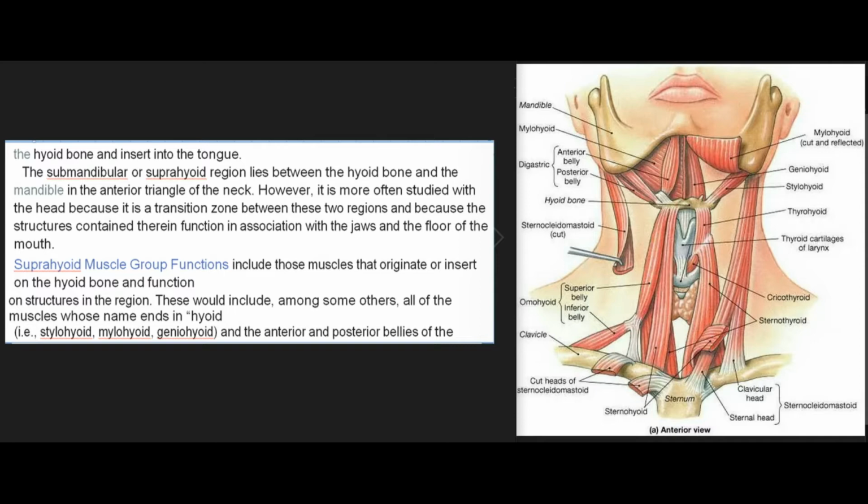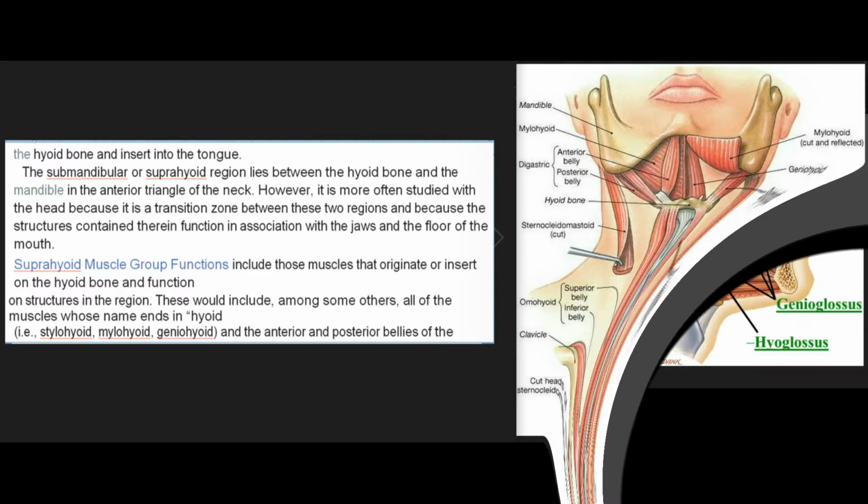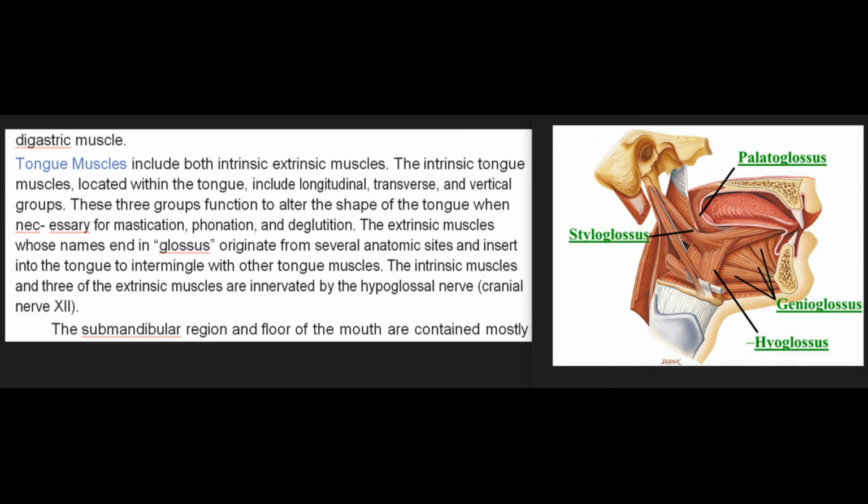Suprahyoid muscle group functions include those muscles that originate or insert on the hyoid bone and function on structures in the region. These would include, among some others, all of the muscles whose name ends in hyoid, i.e., stylohyoid, mylohyoid, geniohyoid, and the anterior and posterior bellies of the digastric muscle.